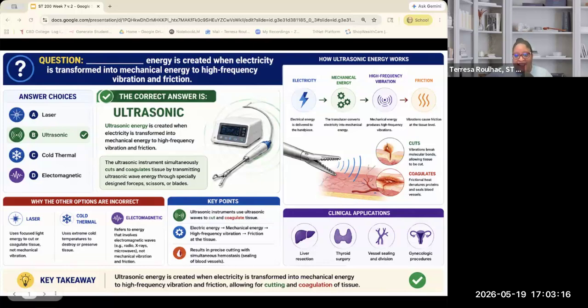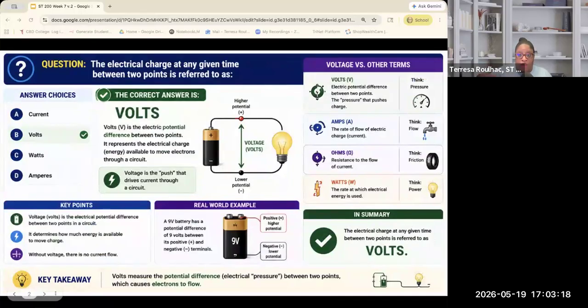Okay. And then I grabbed another one because I wanted to make sure that we have 2. We're going to do this the same way. Okay. The question, the electrical charge at any given time between 2 points is referred to as, now, of course, we know the answer, right? But the other choices: current, volts, watts, and amperes.